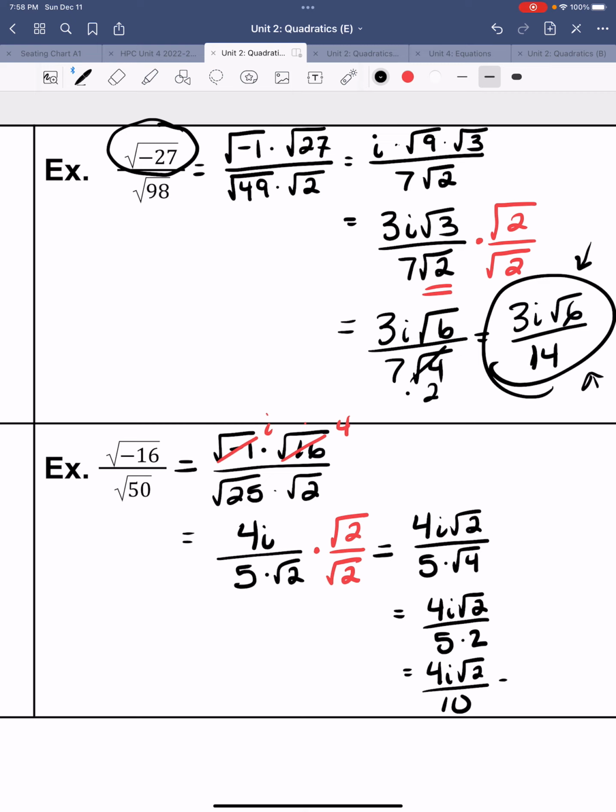Now I'm going to take one last look. Notice that 4 and 10 are both on the outside, so I can simplify them further. And they're both divisible by 2 because they're both even numbers. 4 divided by 2 is 2. 10 divided by 2 is 5. And I am all done. 2i root 2 all over 5.